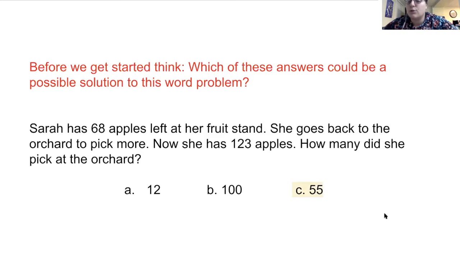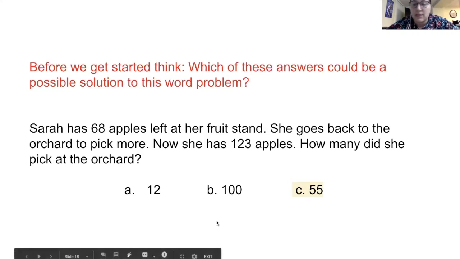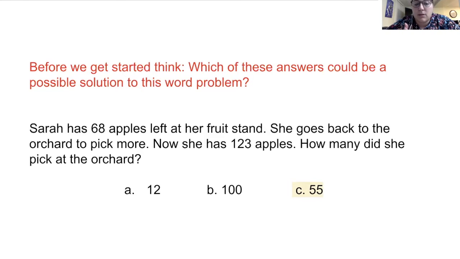So you should have chosen C, 55. I want to explain this and get into this one a little bit before I move on. So with 68 apples and now she has 123. If we go through those steps of yesterday, reading it, I understand that she had 68 and now she has 123. And I'm solving for how many she added to that 68 to get 123. I can do that by subtracting the two to find the difference.